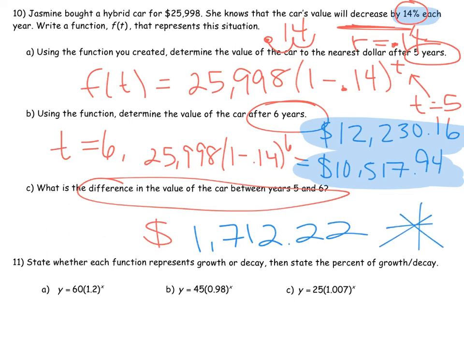Alright, so moving right along, you will have a question just like this on your quiz tomorrow. You got to make sure that you know when it's talking about a decay that the number will be less than 1, and when I'm talking about a growth, the number will be greater than 1 inside the parentheses. Alright, so let's look at question number 11, and we are almost good to go.